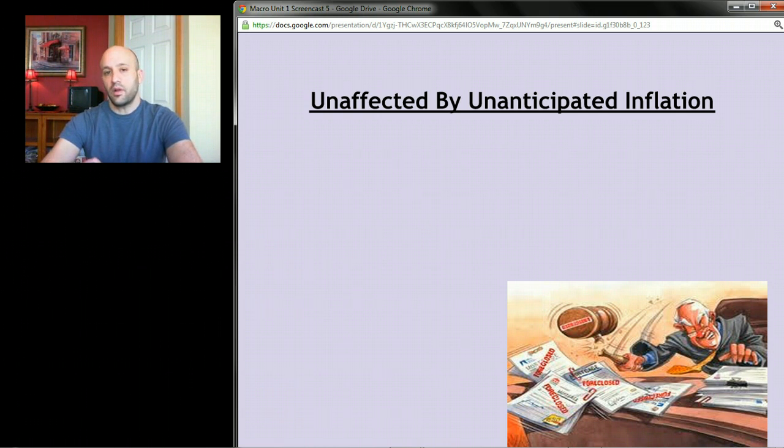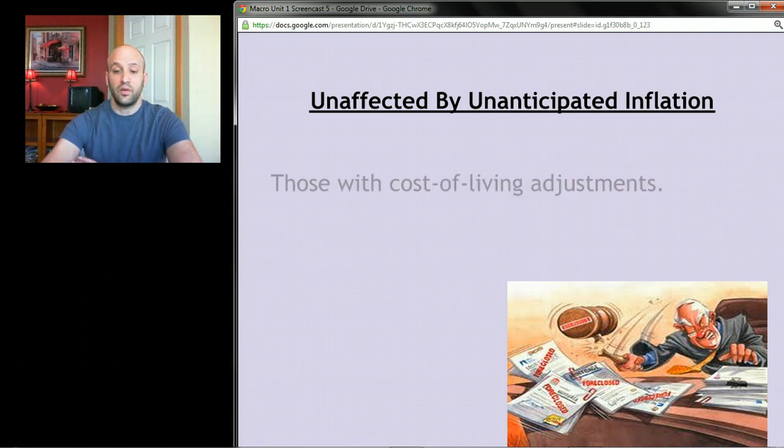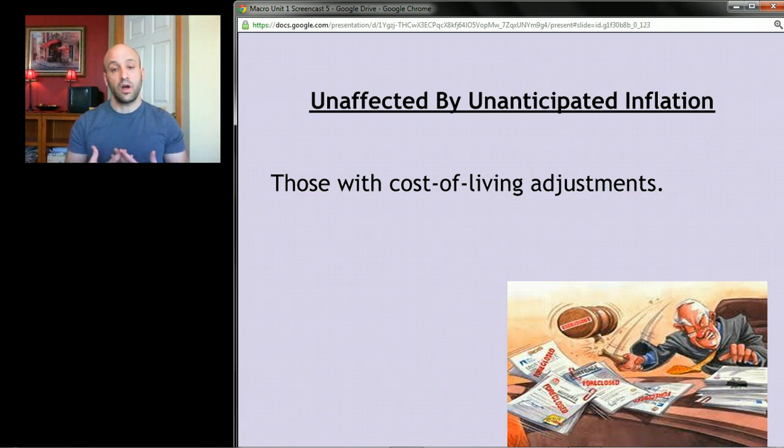Alright, now there are some people that are unaffected by unanticipated inflation, and these tend to be people who have made adjustments to deal with inflation. So going back to those alimony or child support or pension examples, if you adjust those for cost of living, if you say that you get $200 a month in alimony adjusted for inflation, cost of living adjustment, then you'll be equally well off. If prices go up by 5%, you'll get 5% more. If prices go up by 10%, you'll get 10% more.